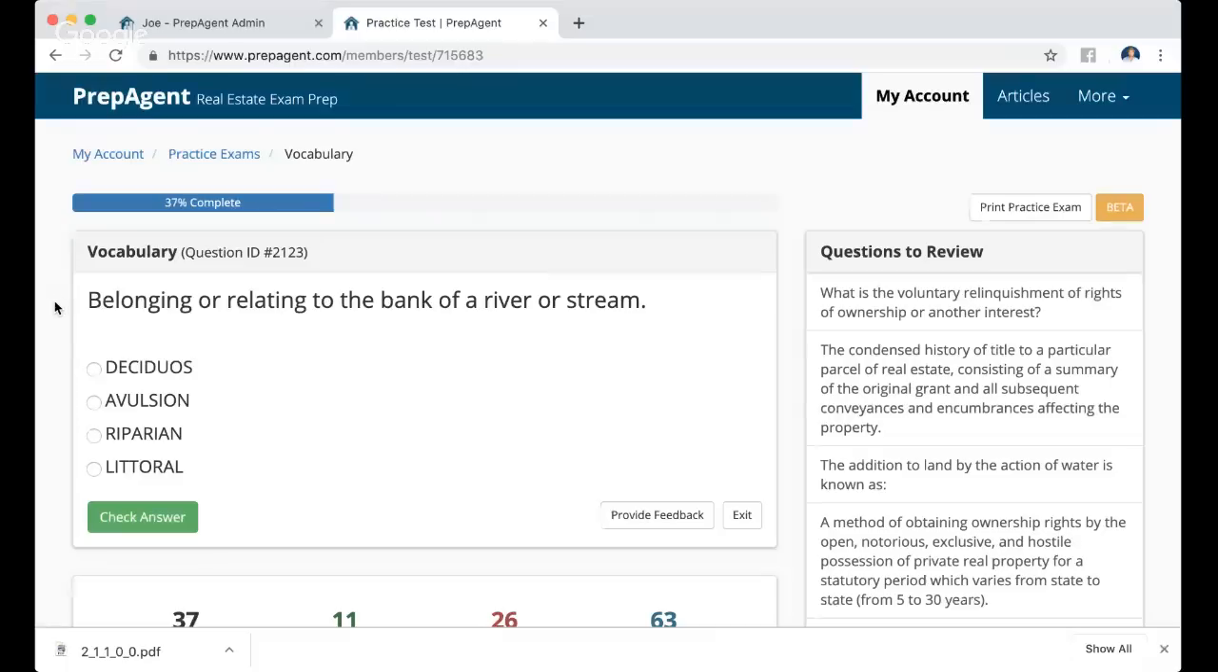Okay, belonging or relating to the bank of a river or stream. Deciduous, avulsion, riparian, or littoral.